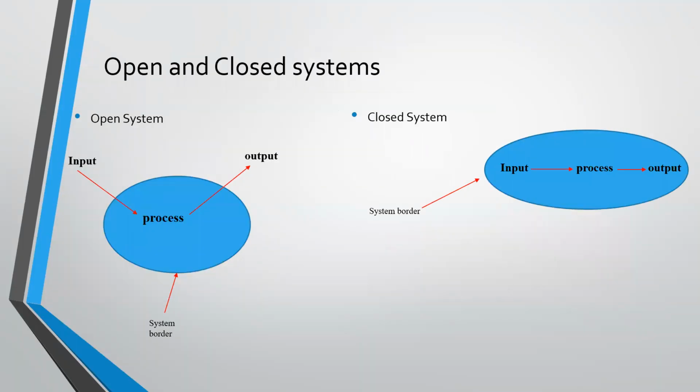Open systems. In open systems, the inputs are taken from outside the system border, and the outputs are released beyond the system border. Then in a closed system, the input, process, and output, all the things are happening inside the system border.